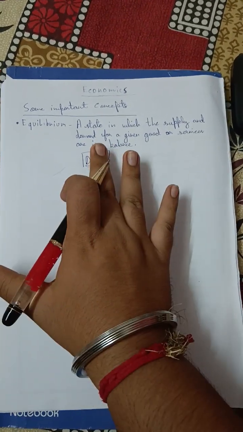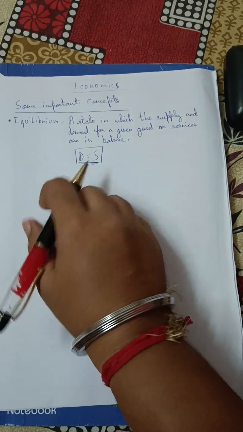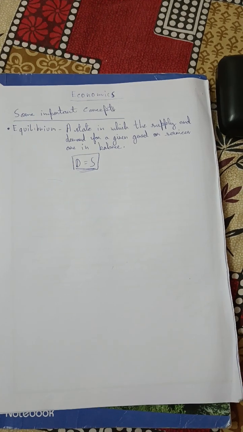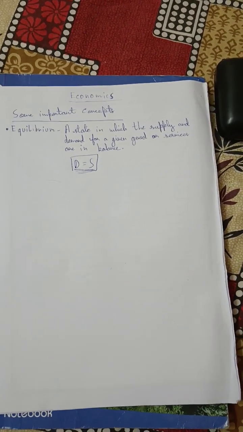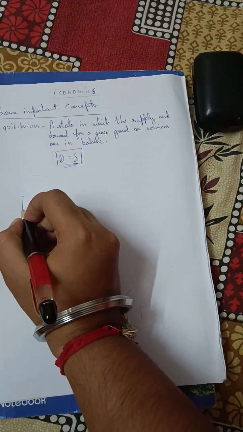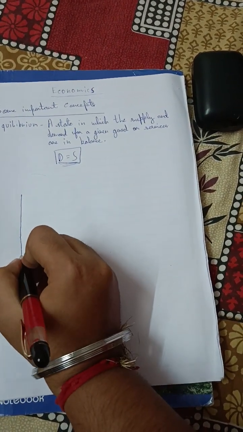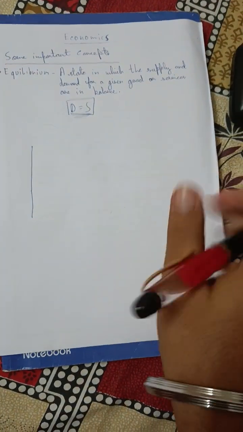Now, this is the theoretical definition of equilibrium, but the most important thing in economics, if you are a student of economics, you will know, is the graphical representation. Okay, the graphical representation is quite easy. So first, start with this. I'm drawing roughly.